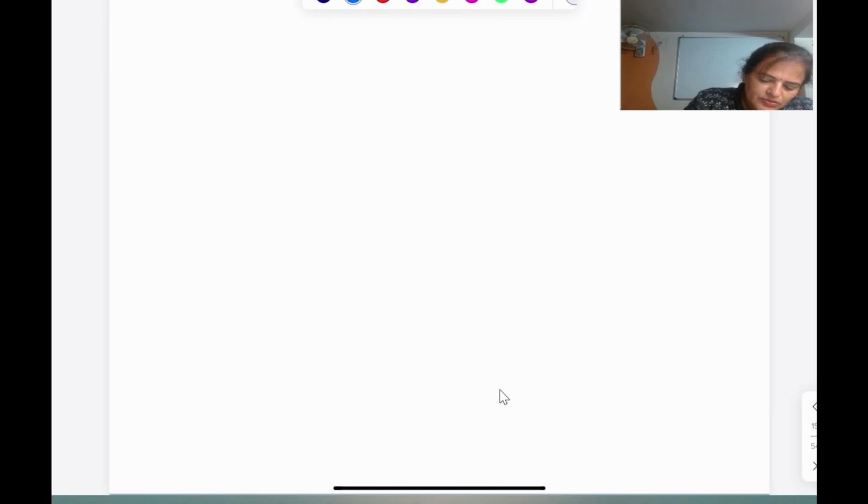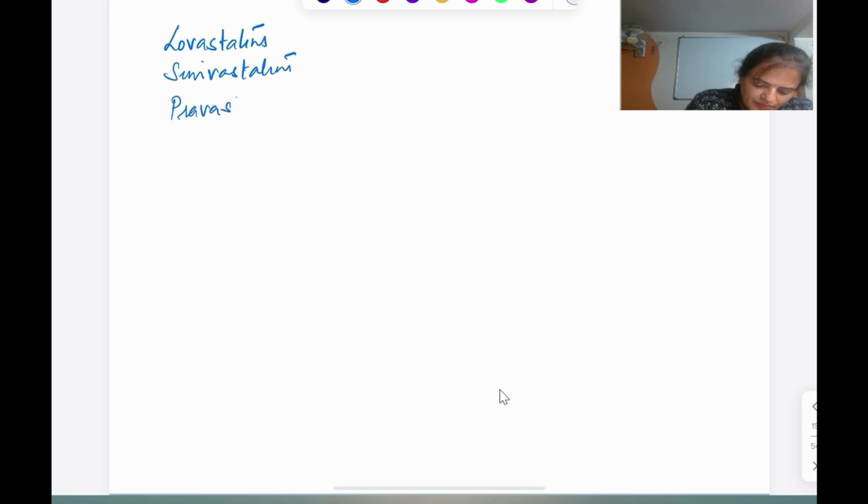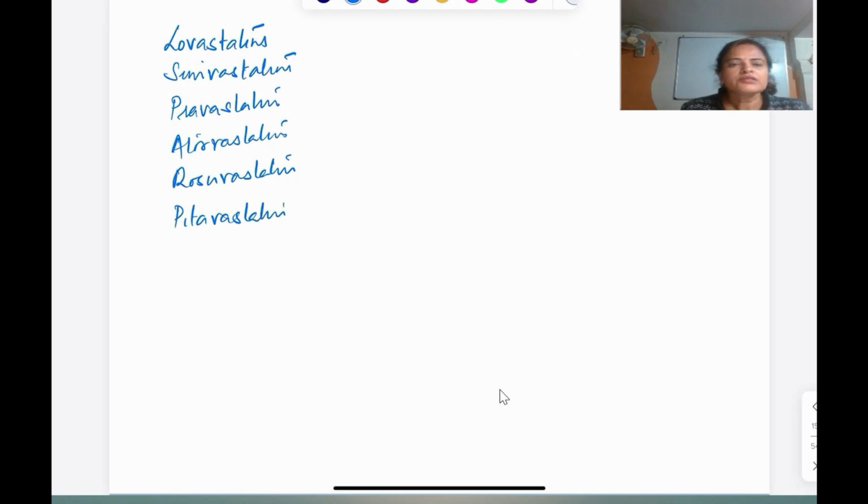Now how many types of statins do we have? Which statins do we have? We have lovastatin, simvastatin, pravastatin, atorvastatin, rosuvastatin and pitavastatin. The difference is only in potency and efficacy and a little bit of pharmacokinetic characteristics.